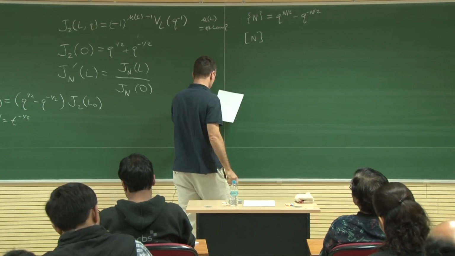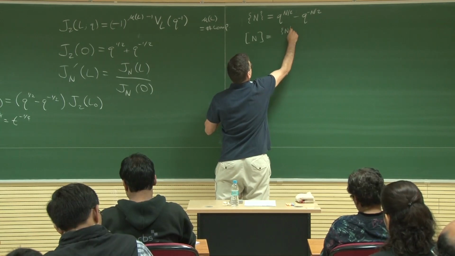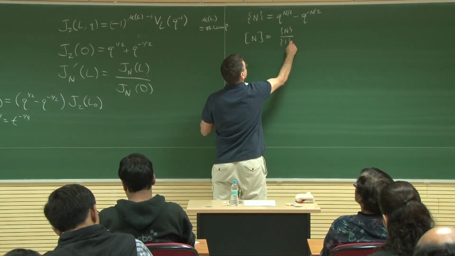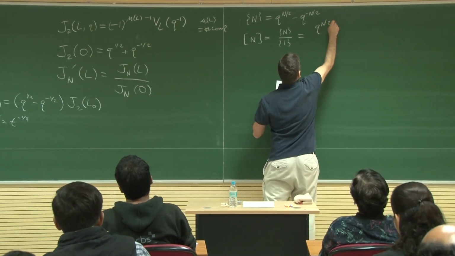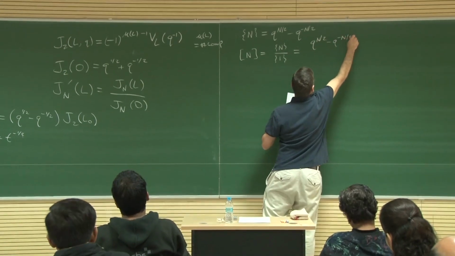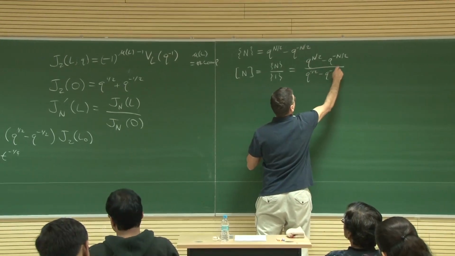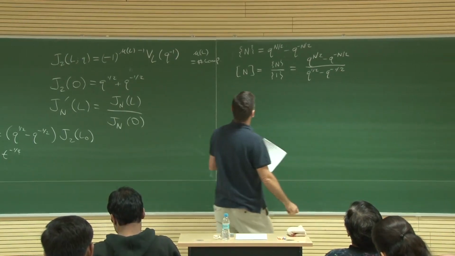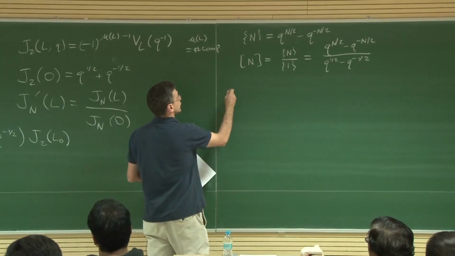The quantum integer [n] is going to be {n} over {1}, which is q to the n over 2 minus q to the minus n over 2, all over q to the 1/2 minus q to the minus 1/2. Okay? And we have factorials using this notation.